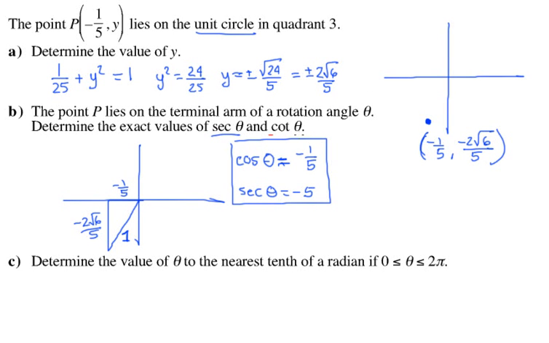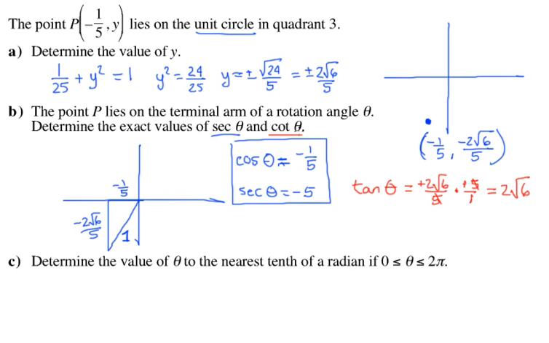Then they say, what's the cotangent of this angle? Well, let's start with the tangent, because we know that one. Tangent is your y over x, which would make it minus 2 root 6 over 5, divided by minus 1/5, but to save space, I'm going to do the reciprocal right away. We're going to multiply by the reciprocal of minus 1/5. The negatives cancel, that's nice. The 5's cancel, that's also nice. So when the dust settles, we have 2 root 6 for our tangent.